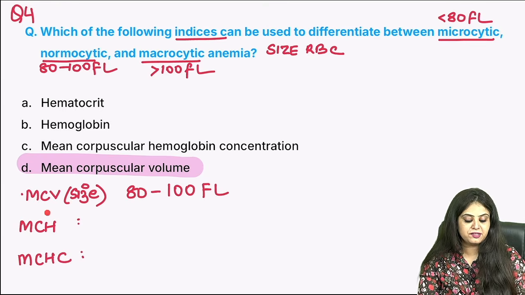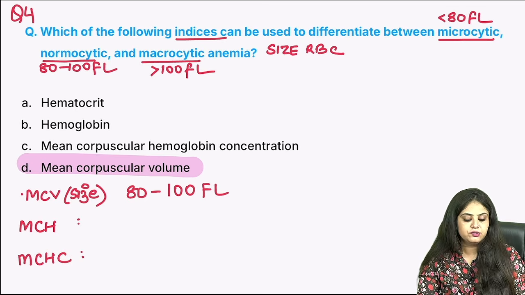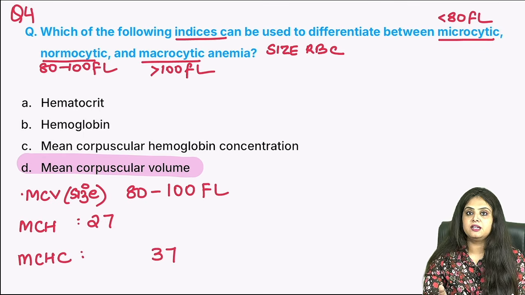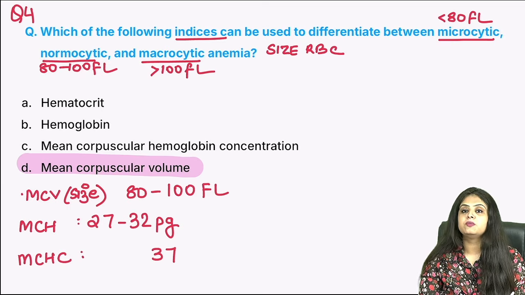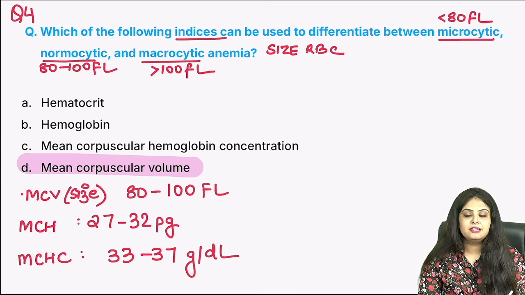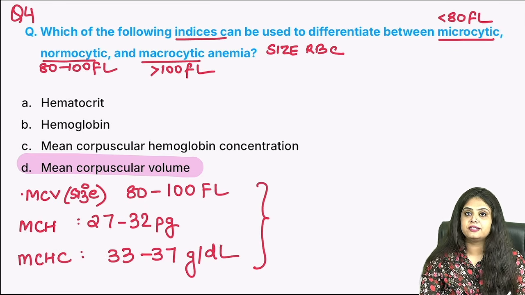What is mean corpuscular hemoglobin and mean corpuscular hemoglobin concentration? So how did we learn this? You start from 27 and you end at 37 and you put a break in between. So 27 to 32 picogram is going to be MCH. And if you start from there, 33 to 37 gram per deciliter is MCHC. So these are all the normal values. Again, something asked a lot in the exam.